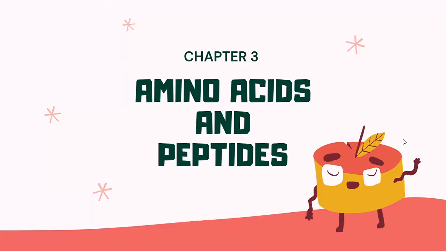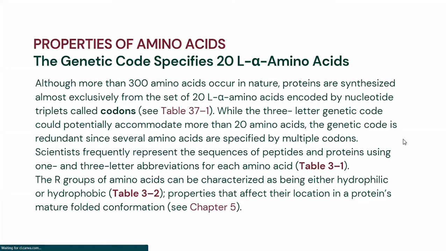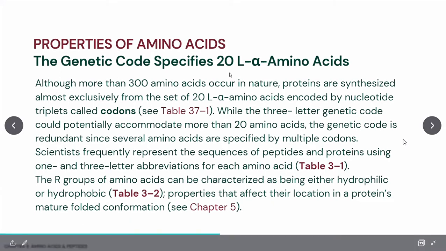Let's go to amino acids and peptides. The genetic code specifies only 20 L alpha amino acids. Okay. Now again, I have to emphasize to you that whenever you say L or D, capital letter L or D, no, it does not mean levorotatory or dextrorotatory. Has nothing to do with that.